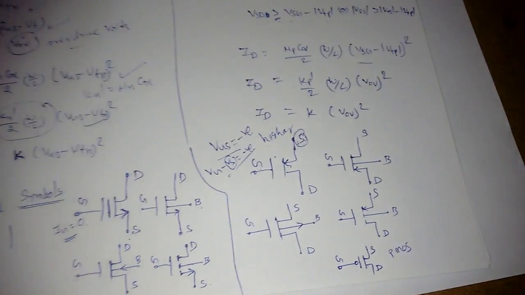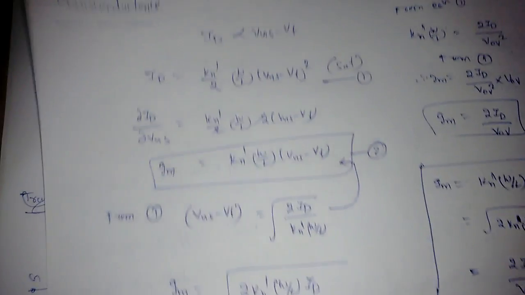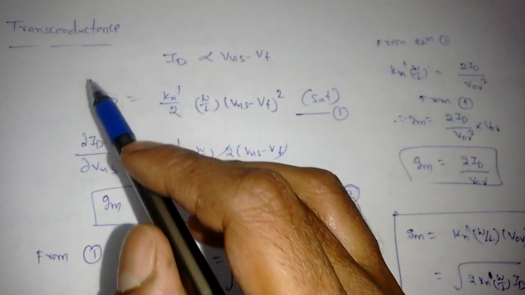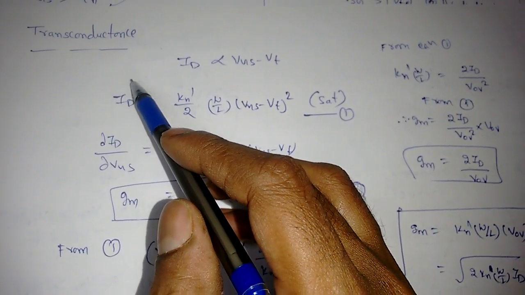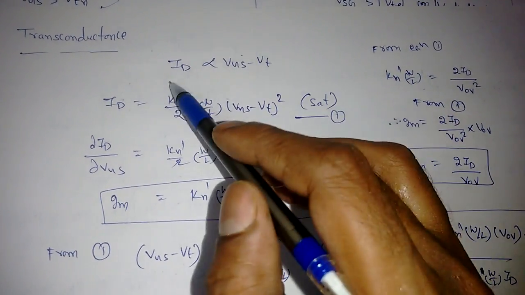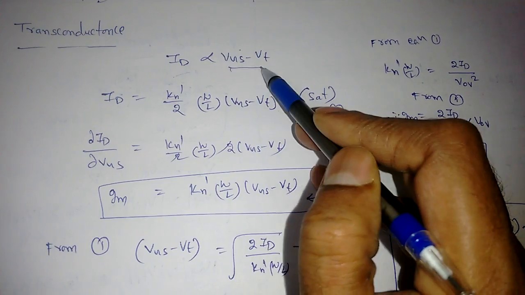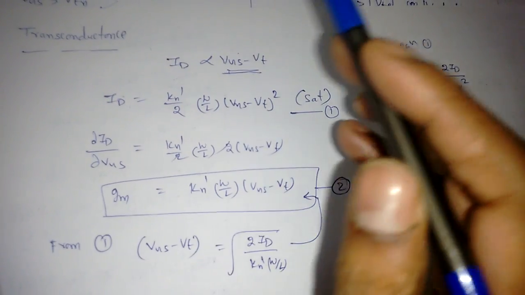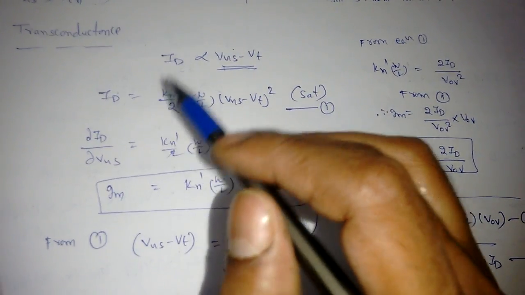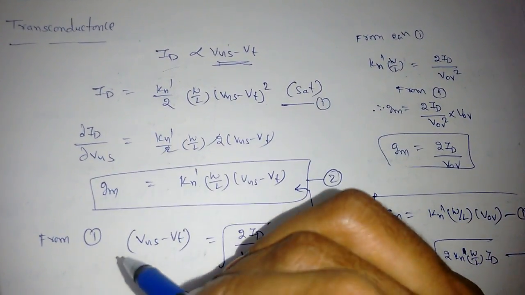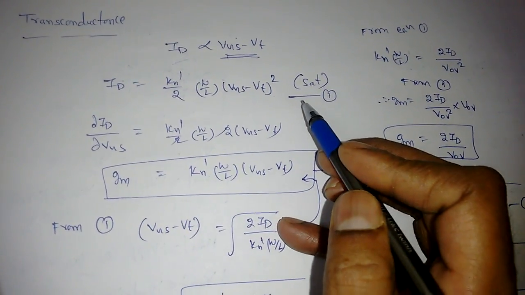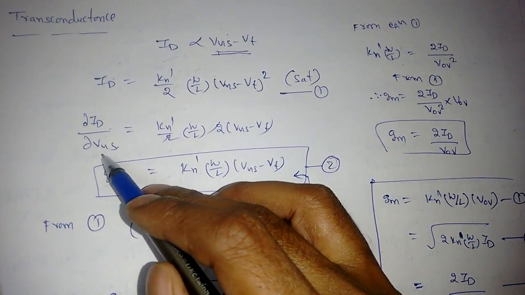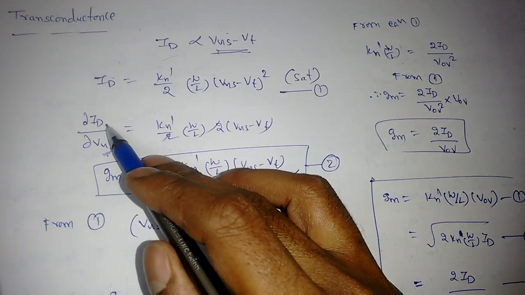Now we have one more very important parameter, we can call it transconductance. What is transconductance? See, the drain current is controlled by the VGS, that is the input voltage. So output is current, input is voltage, so I by V is the transconductance. In saturation region, if I find transconductance, that is delta ID by delta VGS. For small VGS, what is the current change?